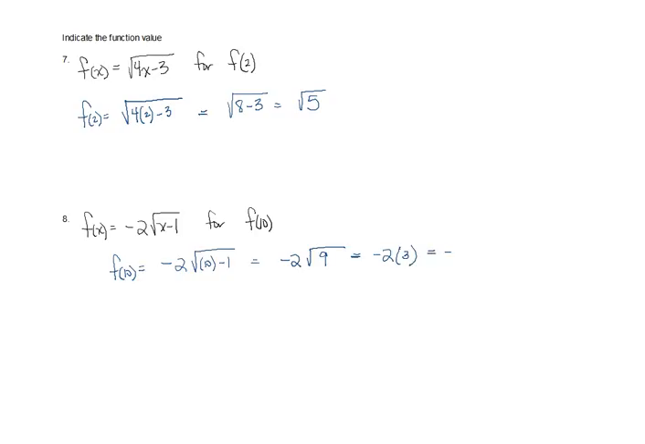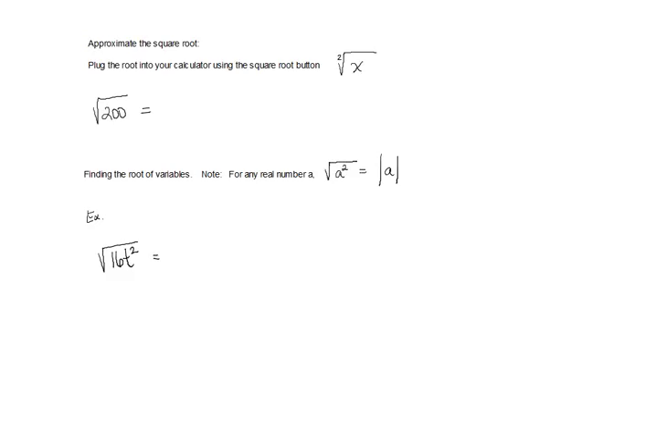Move on. We talked a little bit earlier about approximating a square root. It says plug the root into your calculator using the square root button. The square root button is going to look something like that. Now they might have that 2 there, they might not. It just depends on your calculator and which style you have. So here we are given the square root of 200. So if we would plug that into our calculator, get my calculator out here, and check this out. If I can find it, there it is.